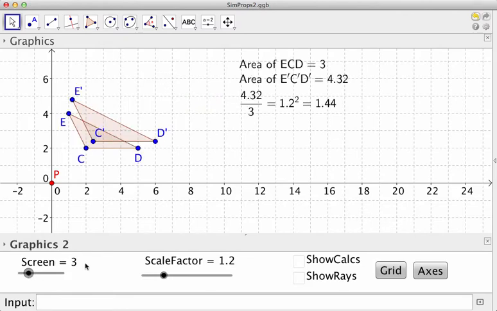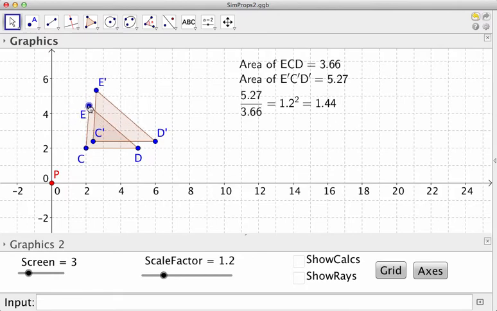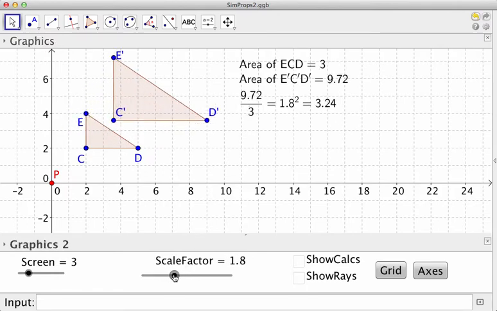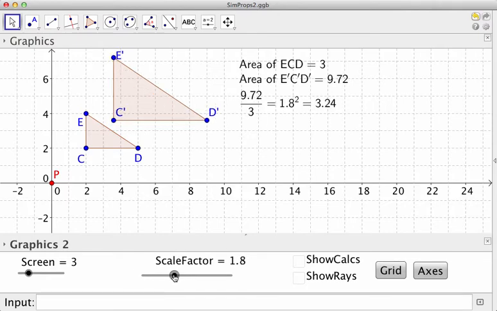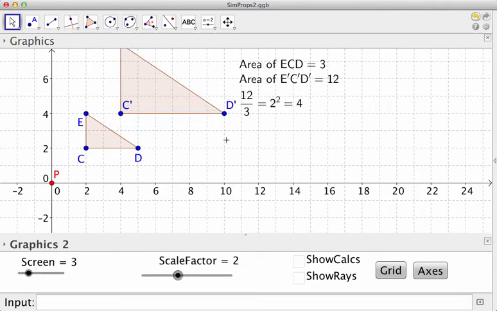When we get to screen 3, we now have two figures. We have triangle ECD and we have triangle E prime, C prime, D prime. So all we've done is we've dilated each of these 3 points. We've created a new triangle. Notice when we look at the ratio of the areas of these two triangles now, we see that the area of E prime, C prime, D prime is equal to 12, whereas the area of ECD is equal to 3. The ratio is not equal to our scale factor of 2, it's actually equal to the scale factor squared, or 4.